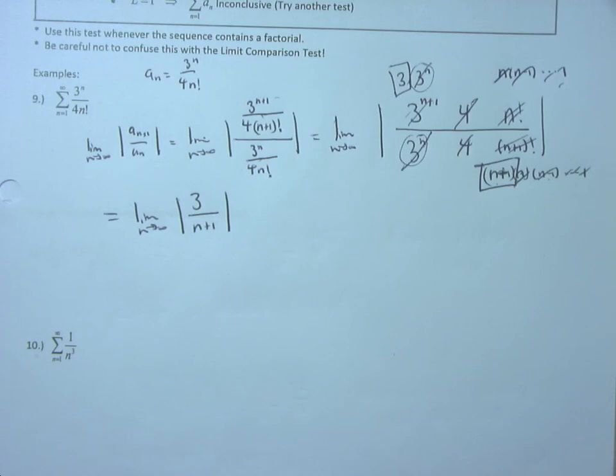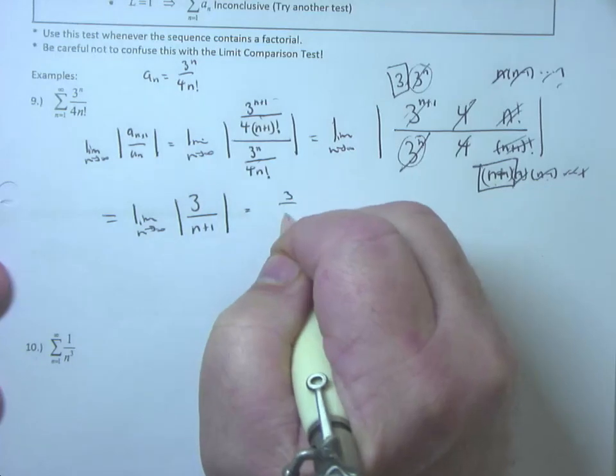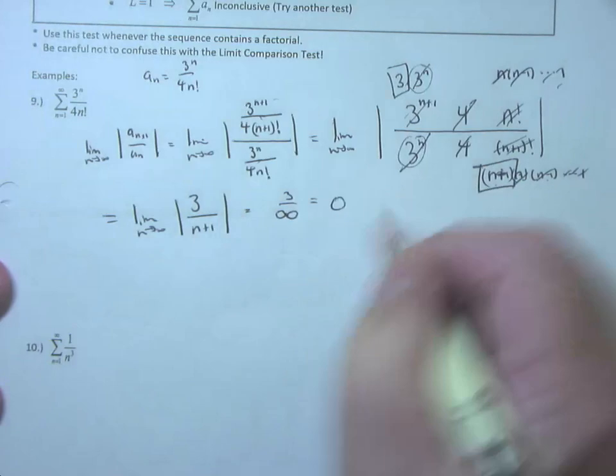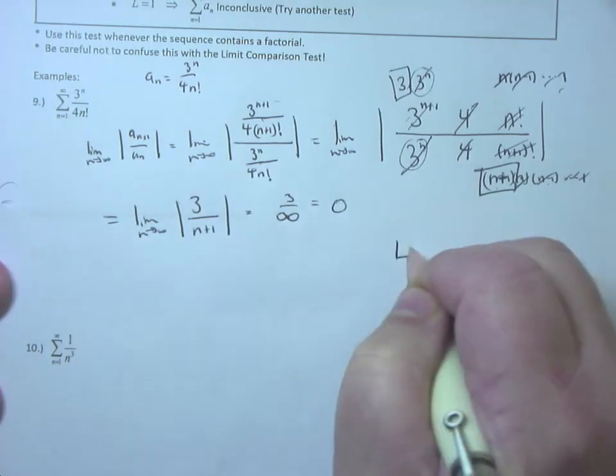Now, take your limit as n approaches infinity. When you plug in infinity, you get 3 over infinity plus 1, which is infinity. What's 3 divided by infinity? 0. In this problem, L equals 0.